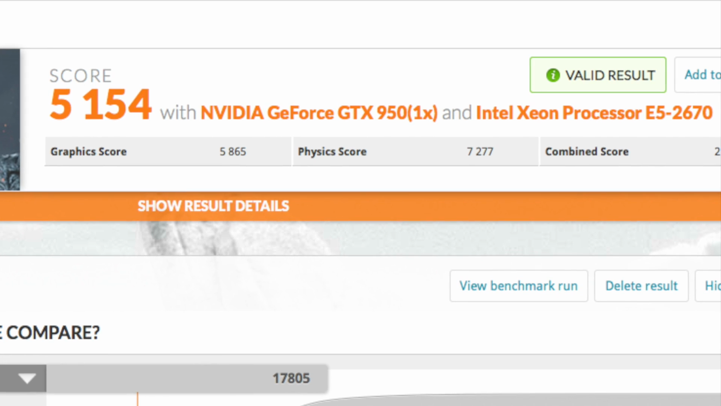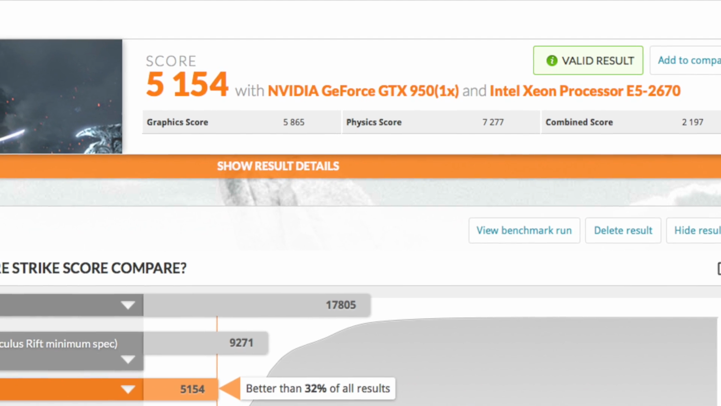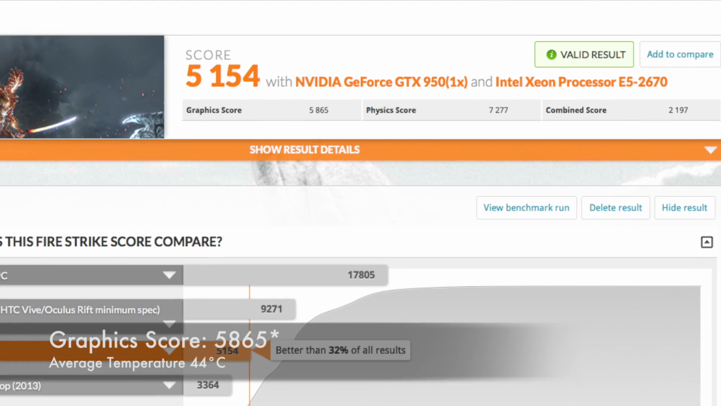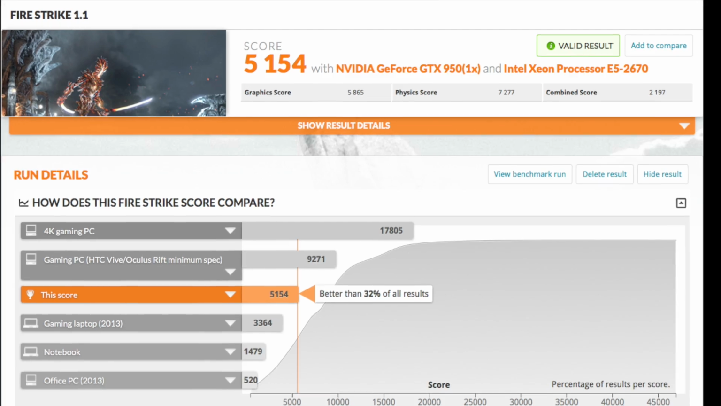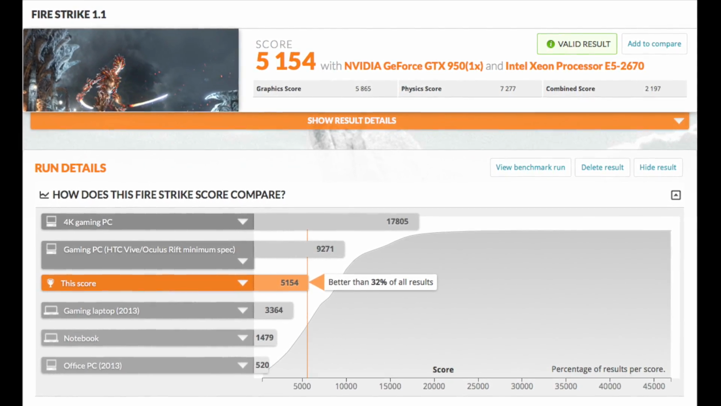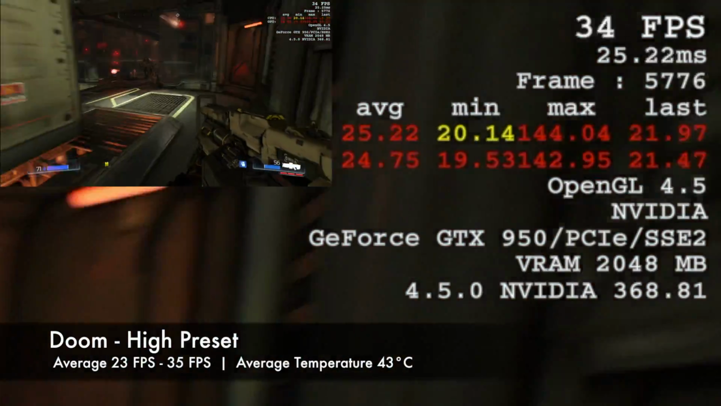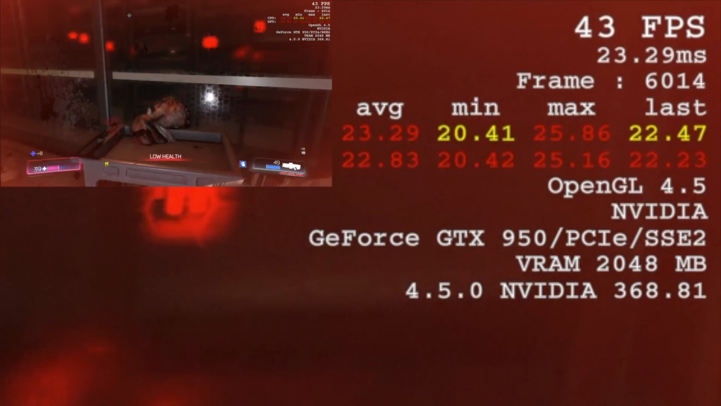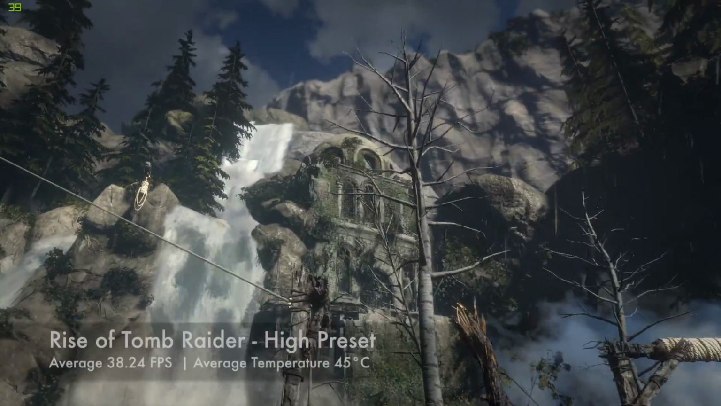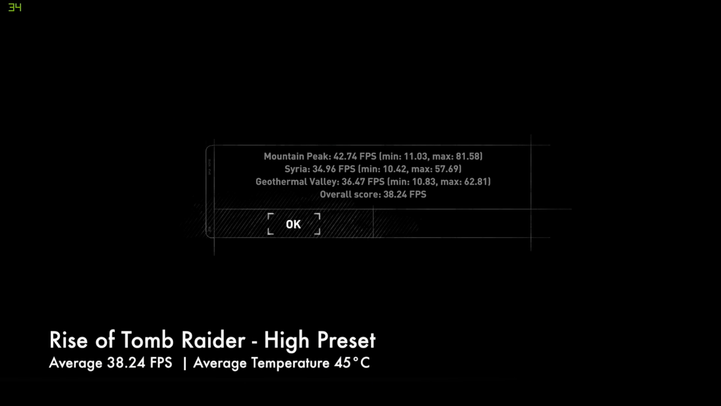Okay, the first benchmark we're gonna look at is Fire Strike, the 1080p version, not the 4K one. As you can see here, the graphics score of the GTX 950 is 5,864 with a total score of 5,154, which is not too bad considering the 75 watts of power it uses. Okay. The next benchmark we're going to look at is Doom on the high preset, and as you can see here, the GPU is getting between 25 and 32 frames per second, and this is on OpenGL 4.5. Finally, we have Rise of the Tomb Raider, also at 1080p on the high preset, with an overall score of 38.2 frames per second on DirectX 11.